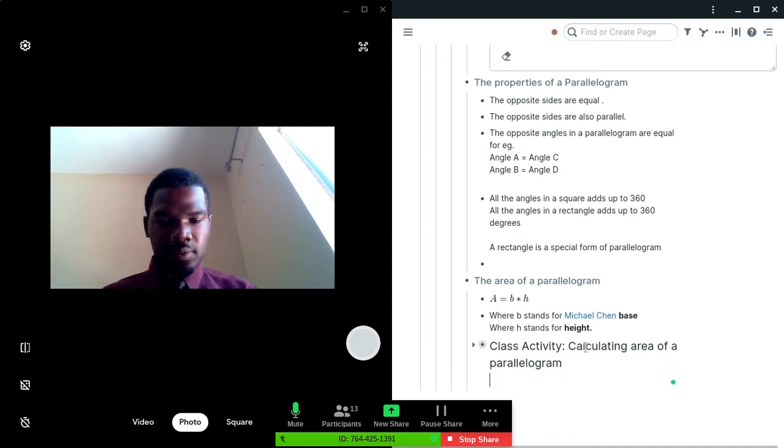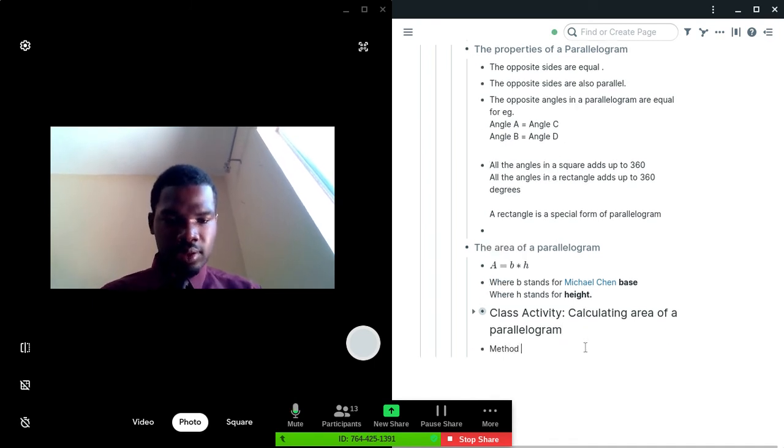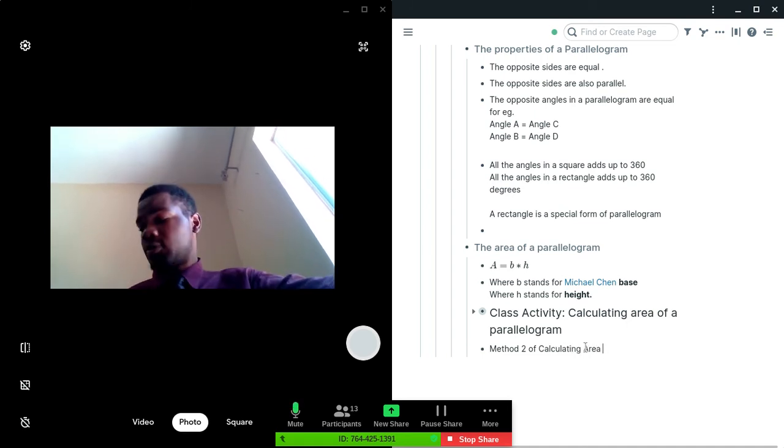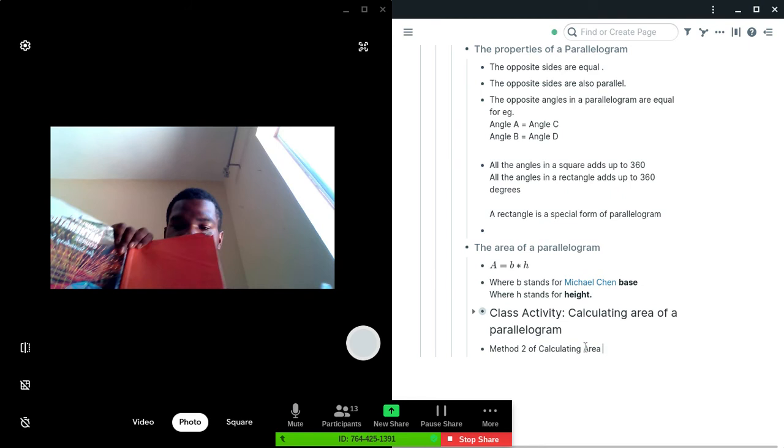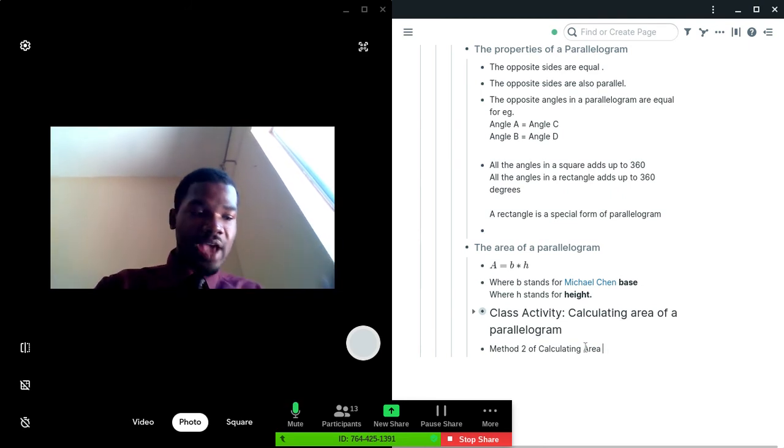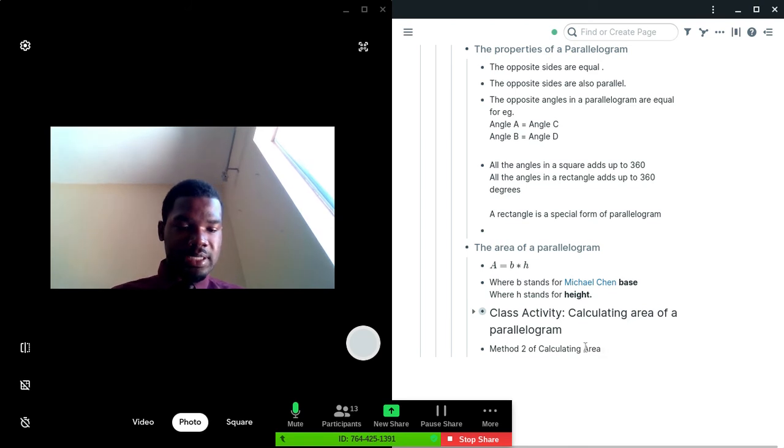Method 2 of calculating area. I'm going to put the picture in the group. So if you have the textbook, it's on page 270. But if you don't, I'm going to take a picture of it and you're going to follow along with me with the textbook. I'm going to just post it right now. Check the group for me, everybody.